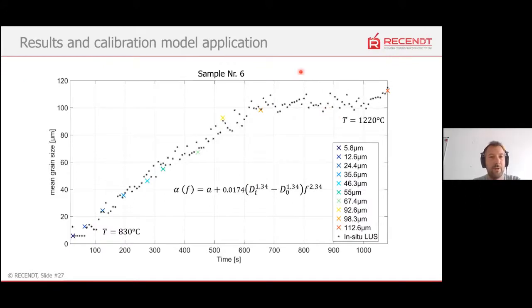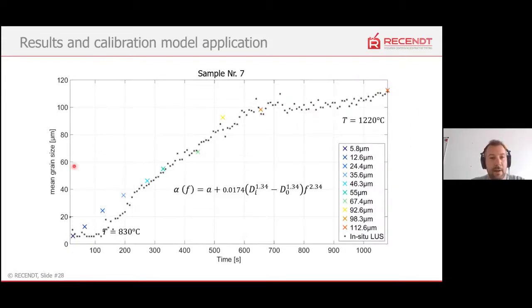So let's jump into the results and calibration model application. On this slide, you can see the model application, where we used the final attenuation model for an in situ measurement. The crosses in the picture here are the micrographs, which show that the results are very good. We also had a second sample measured, where there is a slight deviation in the first 200 seconds. But all in all, it seems to be very good.